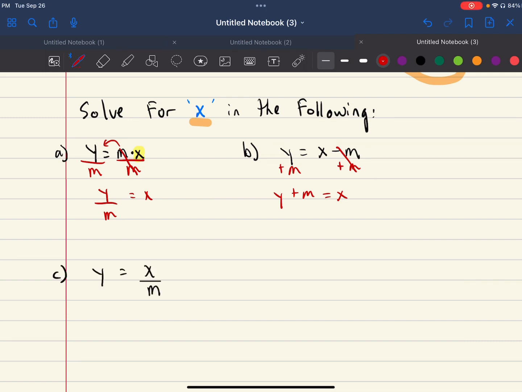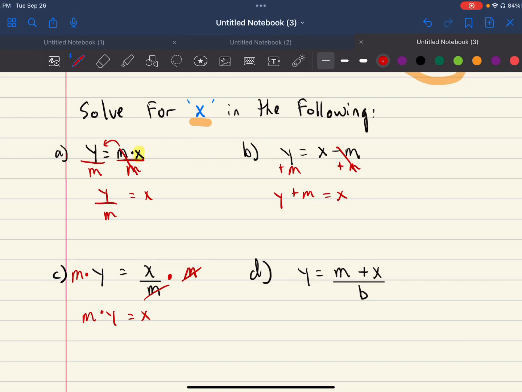Let's say in this equation I have y is equal to x over m. Well, in this case, again, I want to move everything that is not x over to the other side. The m is undergoing a division operation. So what I'm going to do is multiply both sides by m. That would make these m's cancel over here, and then I am left with m times y is equal to x.